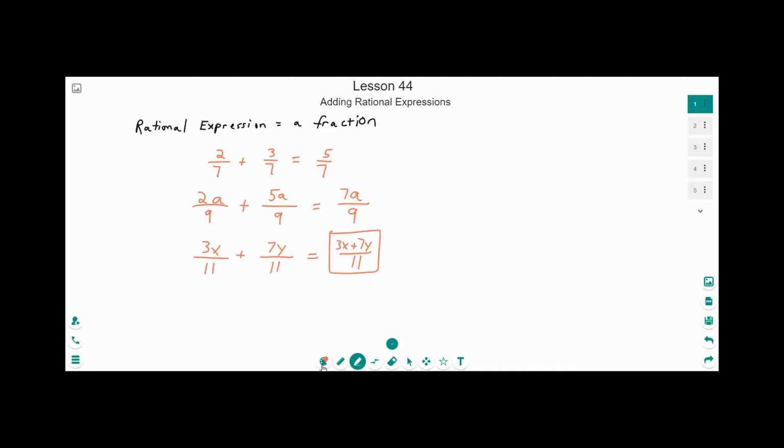So the big question then is, what happens if the denominators are not the same? So what happens if I have, well, let's start again with an easy one, 3/4 plus 1/2 equals what? Now here, again, the first step is to always look at the denominators, and the denominators are not the same here. So the first step now becomes changing those denominators into a common denominator.